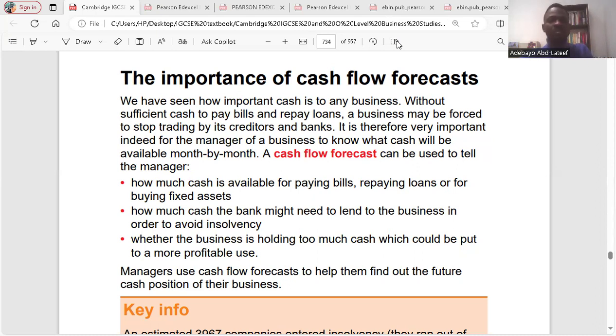So that's number two. Three, whether the business is holding too much cash, which could be put to a more profitable use. Because you have a cash forecast, if you are exceeding your estimate, you would know that you are having so much cash with you. So why can't you save it to earn interest or use it for other transactions? Do you get the point here? Yes.